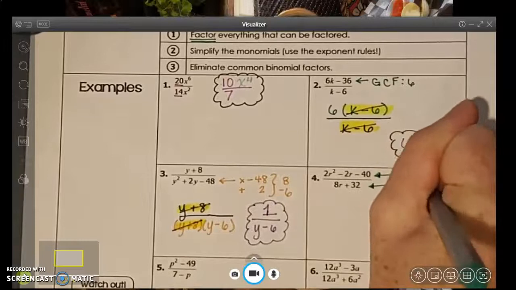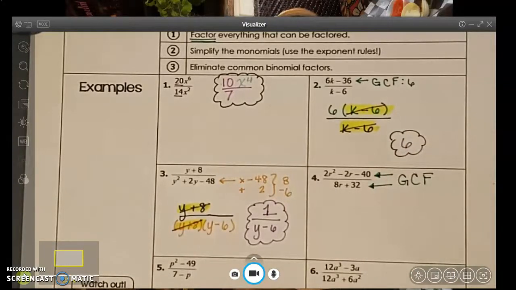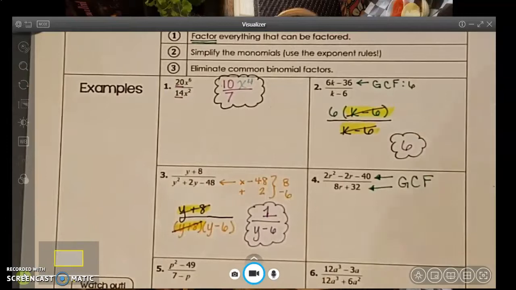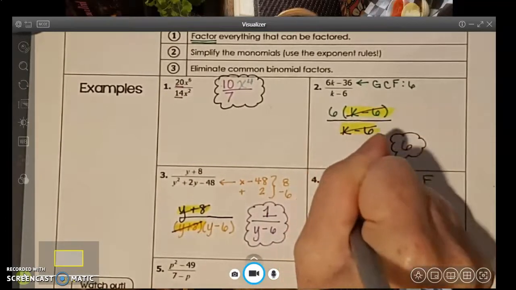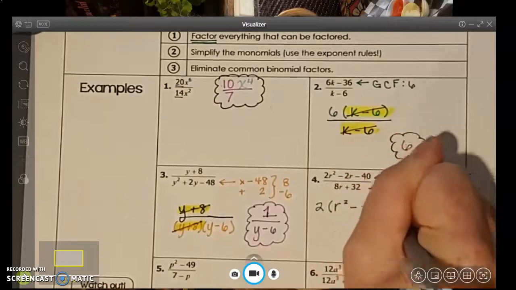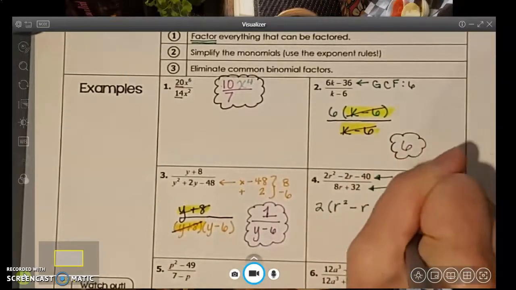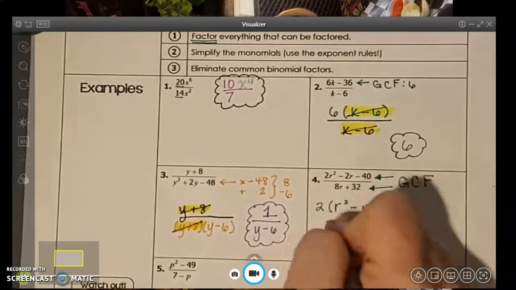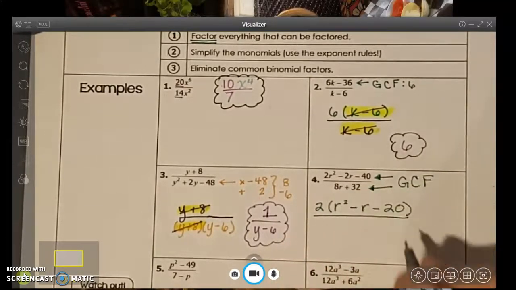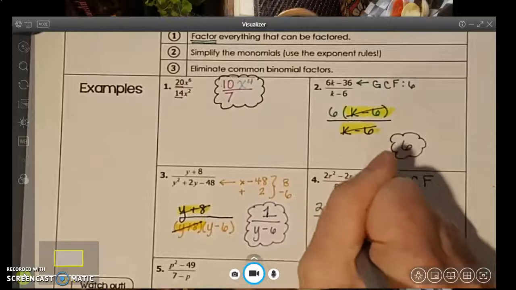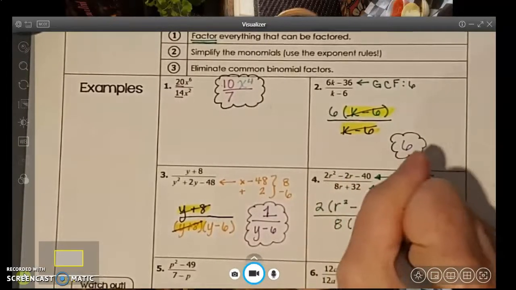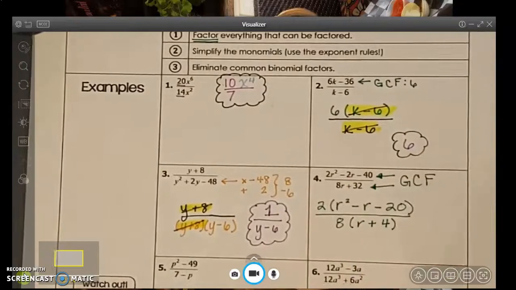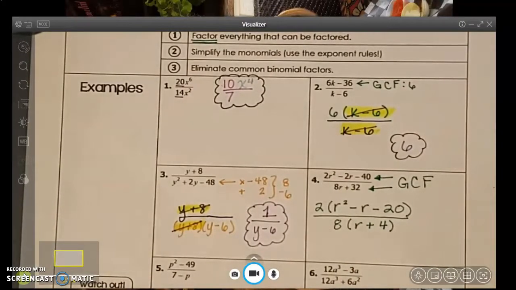Okay, so my numerator is going to become 2 times r squared minus r minus 20. And the denominator, we can factor out an 8, which leaves me with r plus 4. Okay, so we have to factor the numerator again, and here's a little hint. Since we have an r plus 4 on the bottom, and that's really our only binomial there, we'll be looking for an r plus 4 to be on top as well.